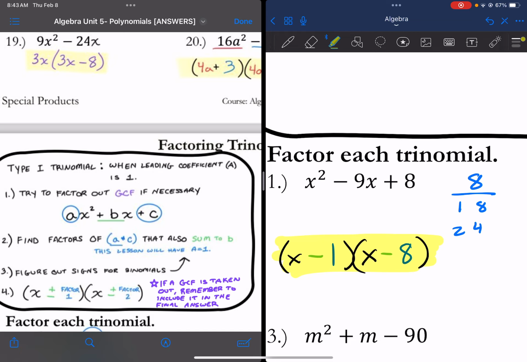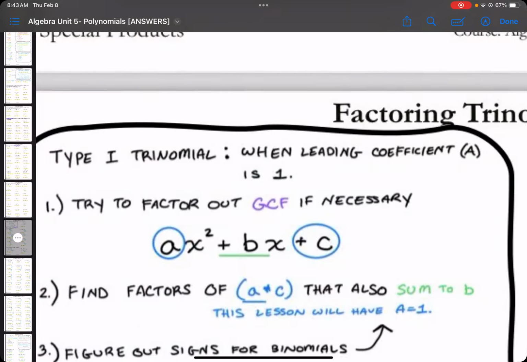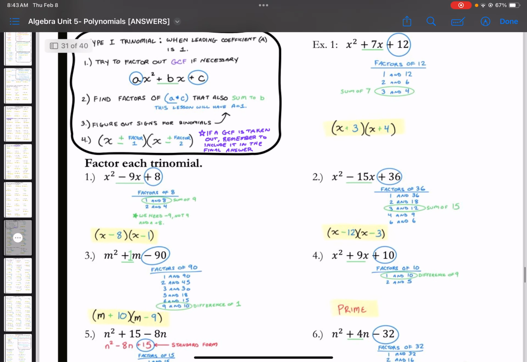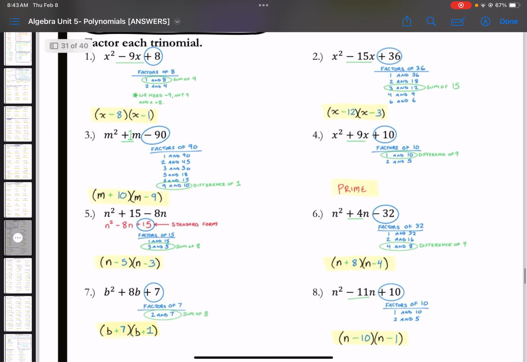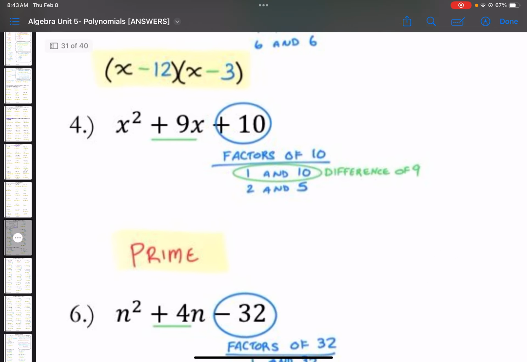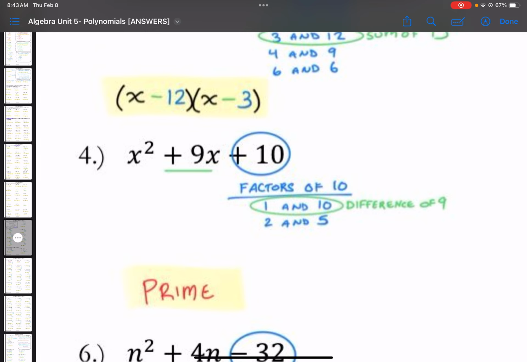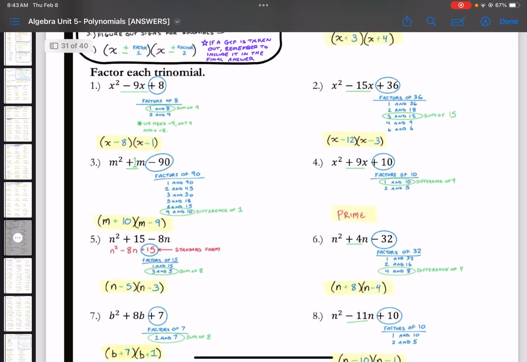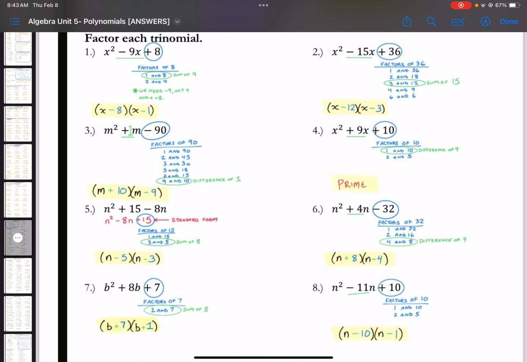Now that you've practiced it, or maybe you struggled with number 4, it is prime because there is nothing that will multiply to 10, but then also give me a sum of positive 9. If you notice, I wrote in here 1 and 10, there's a difference of 9, but that means one of them has to be negative, and I can't have it negative. It just doesn't work to still multiply to a positive 10. So sometimes you will get an answer of prime, right?